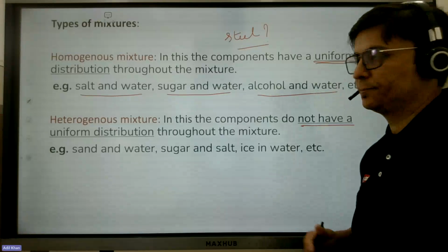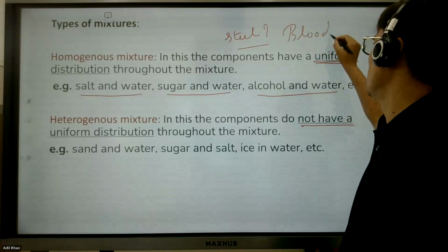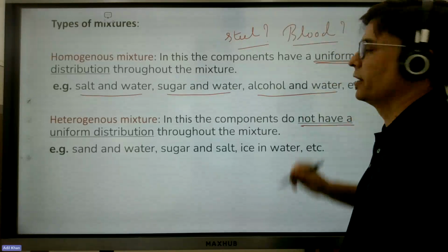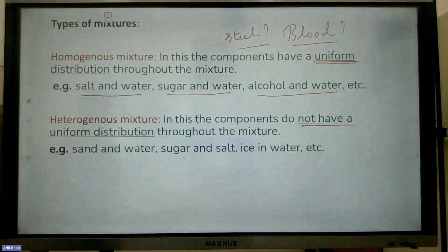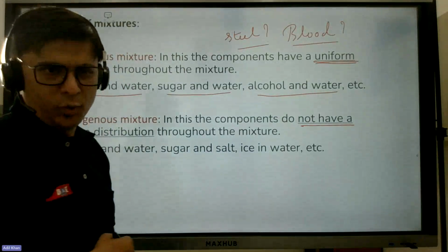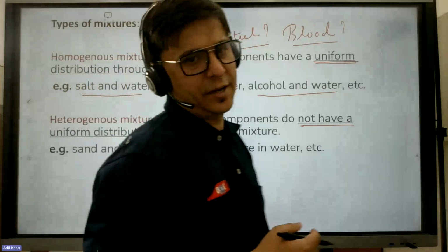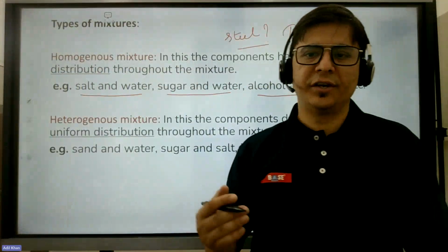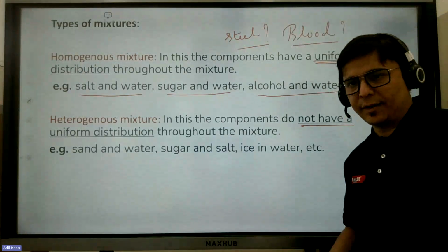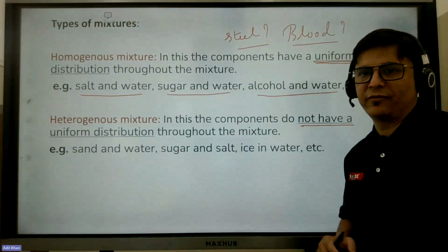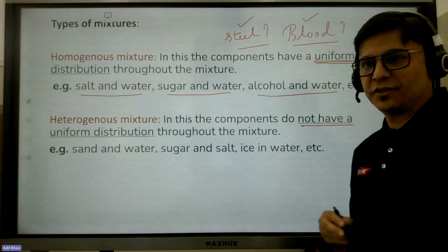Homo, correct answer. Blood, homogeneous or heterogeneous? What do you feel? Our blood, human blood, homogeneous or heterogeneous? Quick. What do you feel? Homo, wrong. Heterogeneous, because blood is made up of WBC, RBC, red blood cells, white blood cells, plasma and platelets. And when you see under the microscope, the clear-cut boundary differences are there. So this is my homogeneous mixture and this is my heterogeneous mixture, just for your knowledge.